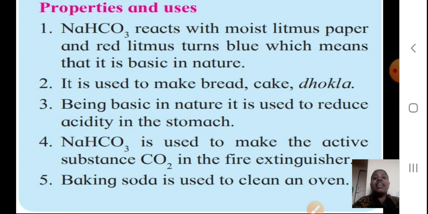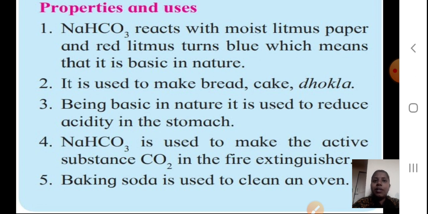NaHCO3 is used to make the active substance CO2 in the fire extinguisher. Okay, you have seen this. Yes, we have studied about fire extinguisher. If you remember, you can go back and see that we have used NaHCO3 to make the active substance CO2 in the fire extinguisher. Baking soda is used to clean an oven. Okay students, I hope all these 5 properties and uses are clear to you.